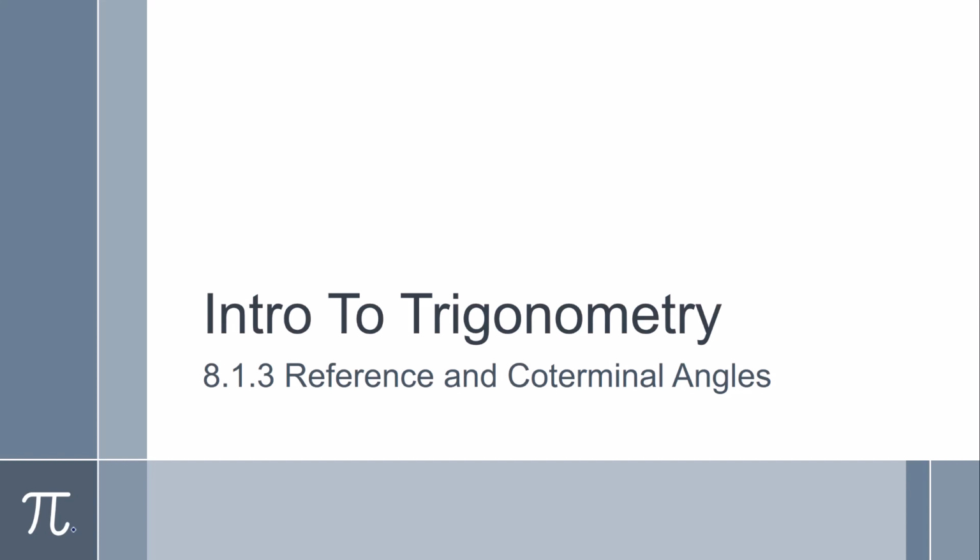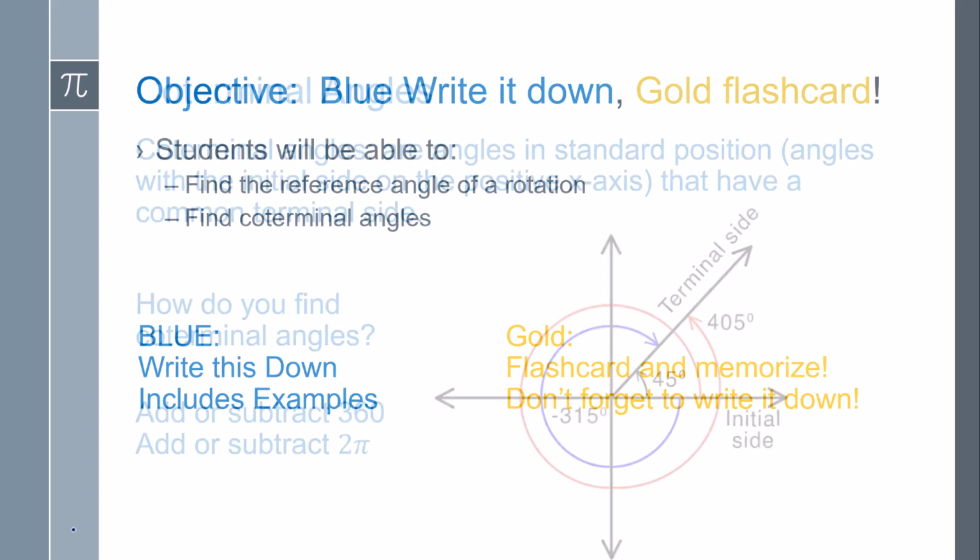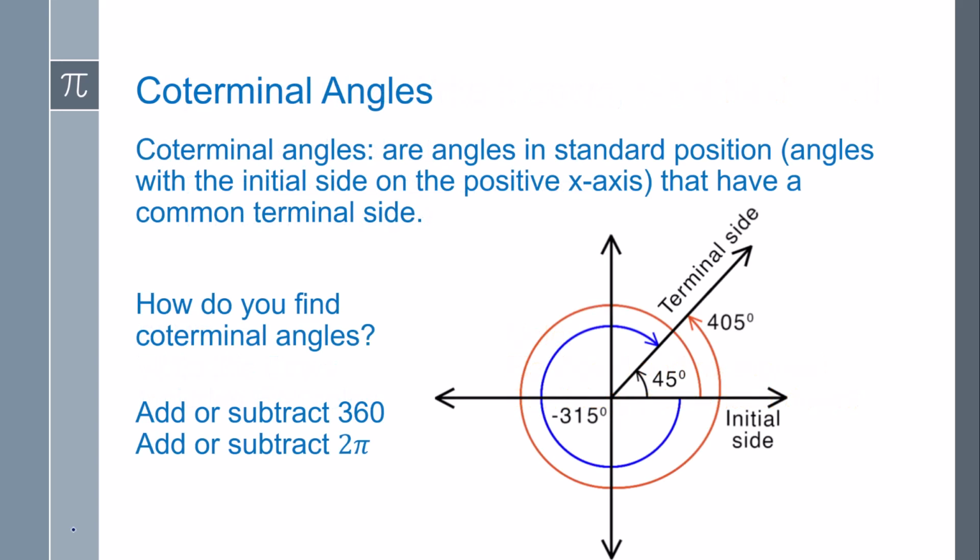This is section 8.13. We're going to take a look at reference and coterminal angles. So in this objective, we're going to find the reference angle of a rotation and find their coterminal angles. So the first is a coterminal angle.